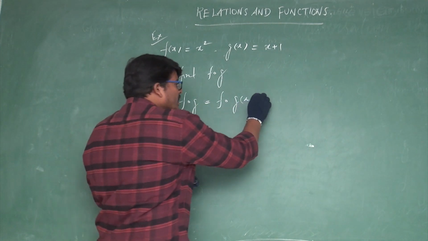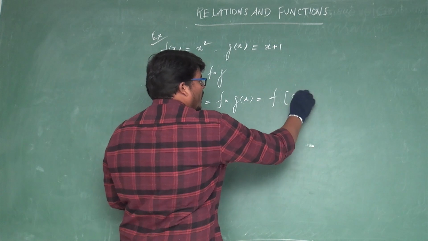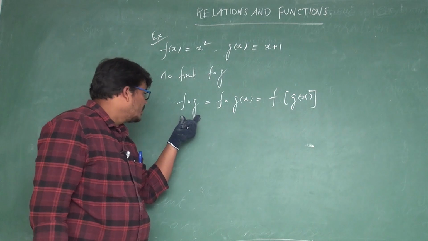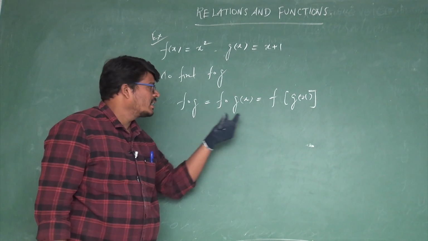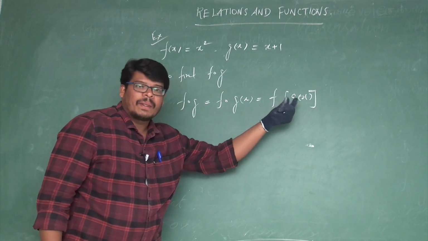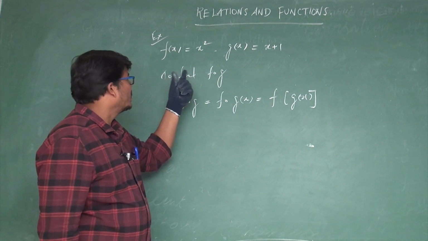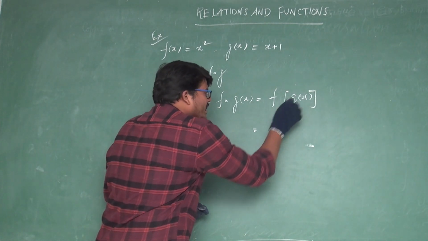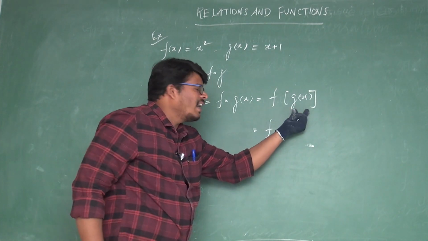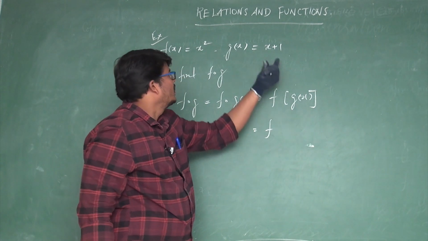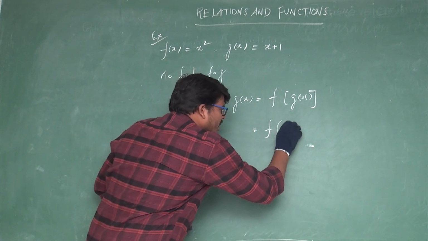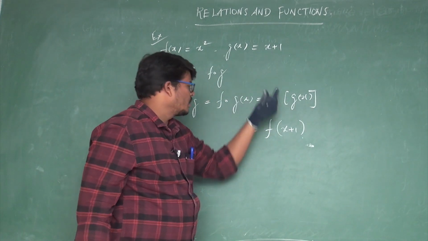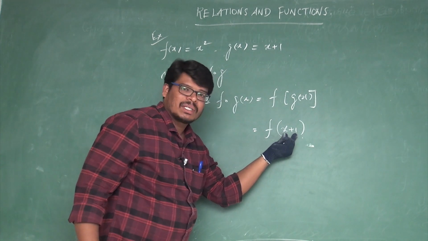Now we can write f of g of x. F dot g is the composition of two functions, now written as f of g of x. Already the two functions f of x and g of x are given. Here g of x is x plus 1. Now substitute the value: g of x is x plus 1, so f of x plus 1.